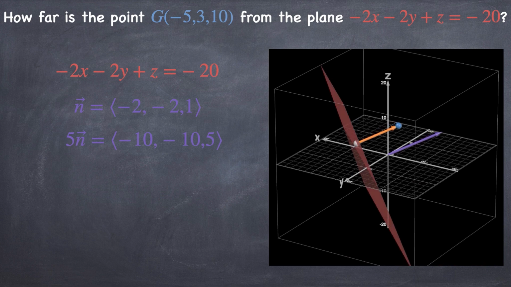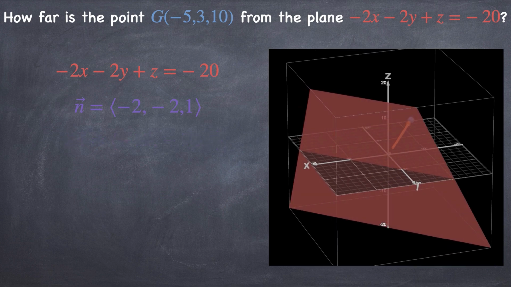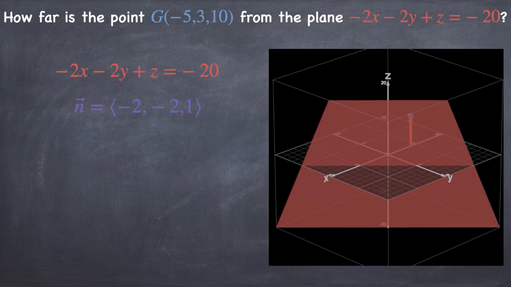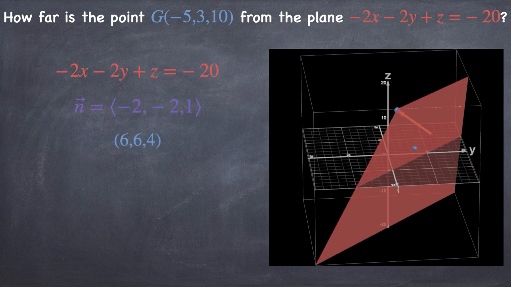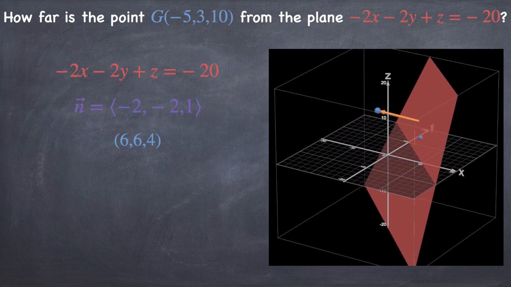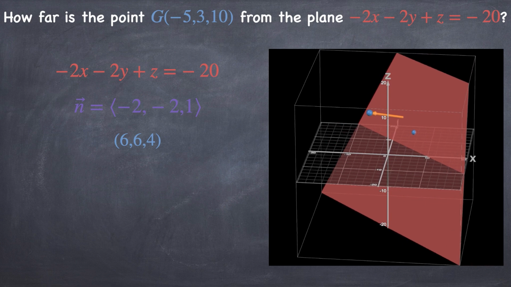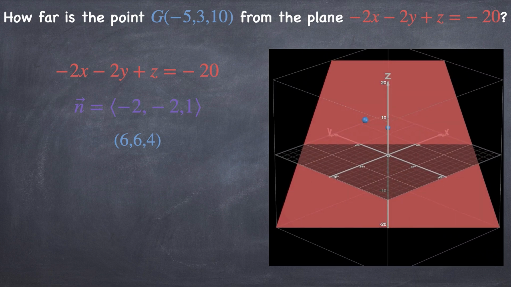So we can actually take a different approach here. I don't really know where the orange vector is supposed to start, but it is easy to find just a random point on the plane. So here I've marked the point 6, 6, 4. It doesn't have to be 6, 6, 4. You could use any point on the plane. Maybe you're using 0, 0, -20. That's a completely legitimate point on the plane.